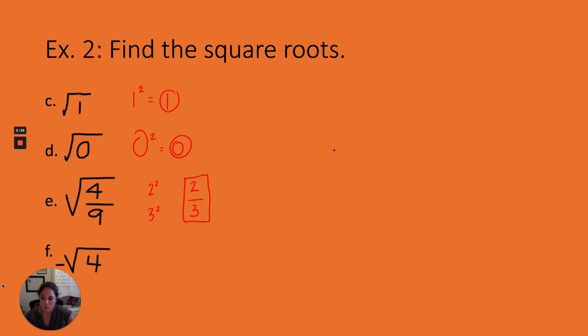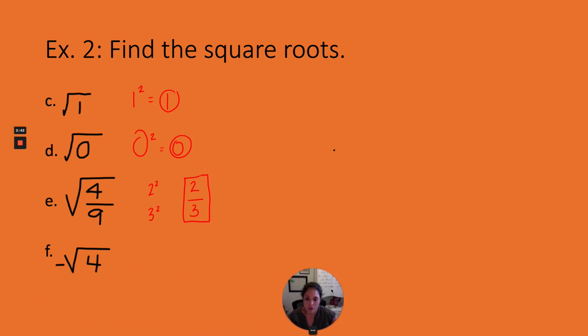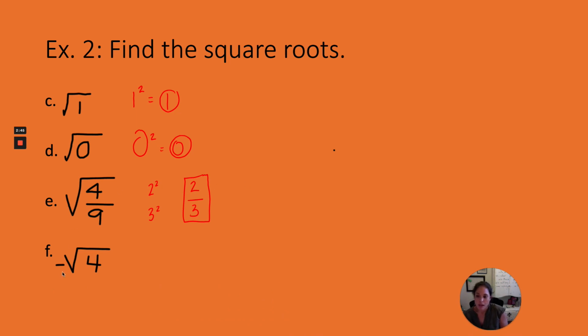Now, I'm going to move my camera over a little bit so you can see this problem. We have a negative sign or a minus sign in front of this square root of 4. We're not going to do anything with this negative sign, okay? We are going to just apply it. I'm going to put my negative sign. Now, the square root of 4, what number do you multiply by itself 2 times? And you all know this. That answer is 2. 2 squared is 4. So my answer is negative 2.